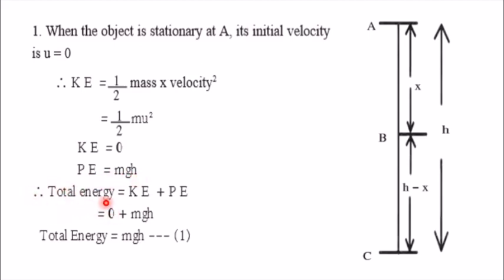Then we will find the total energy. Total energy means how much kinetic energy there was and how much potential energy there was. So total energy is equal to kinetic energy plus potential energy. Kinetic energy we got as 0, so we put 0 here, plus our potential energy is mgh, that is mass into gravity into height. So 0 plus mgh gives mgh. So when the object is at rest at point A, not yet started to fall, the total energy is mgh.